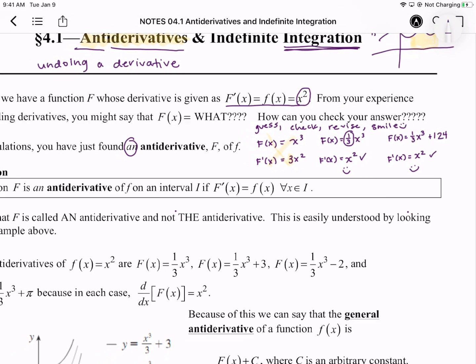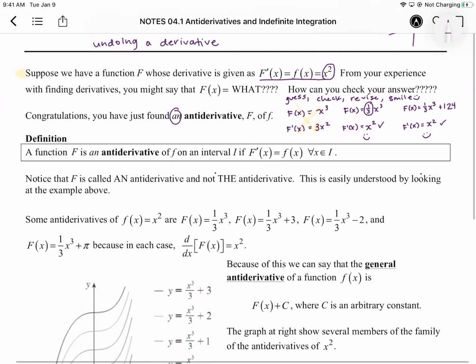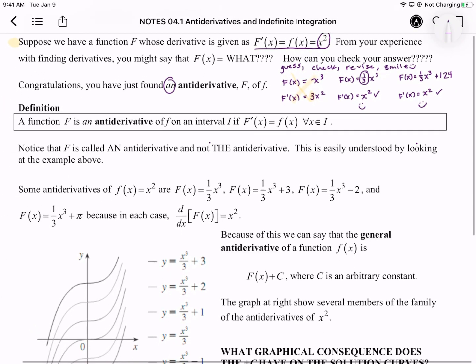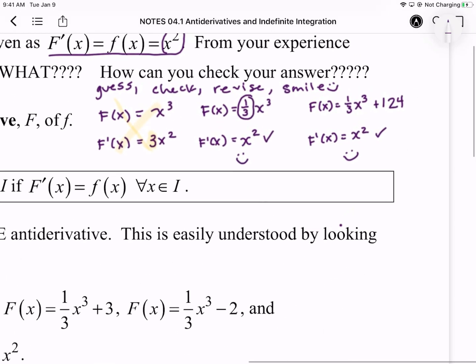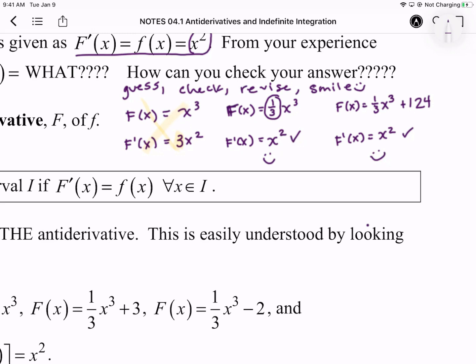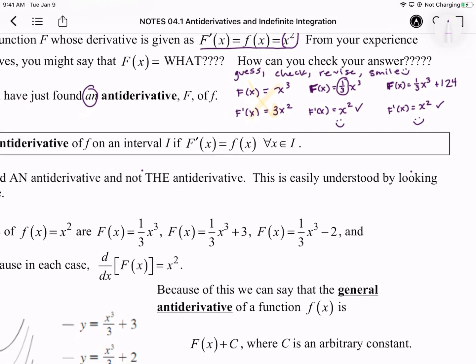And so that's why we get this definition here. Big F is an antiderivative of f on an interval if the derivative of big F equals f. So both of these f's that I came up with have a derivative of x squared, so both of them are antiderivatives of x squared.